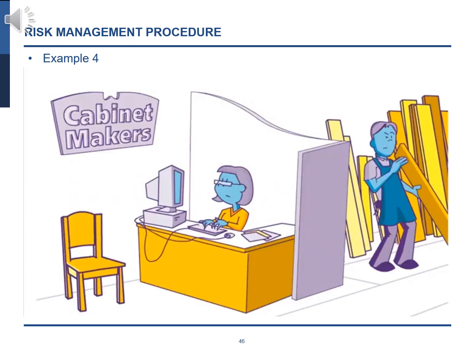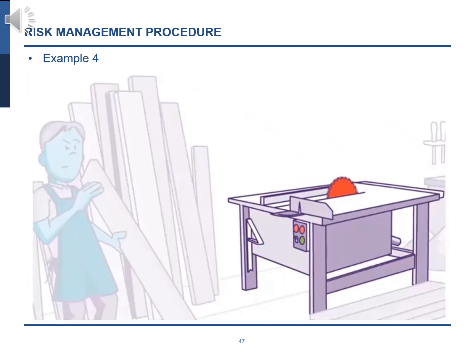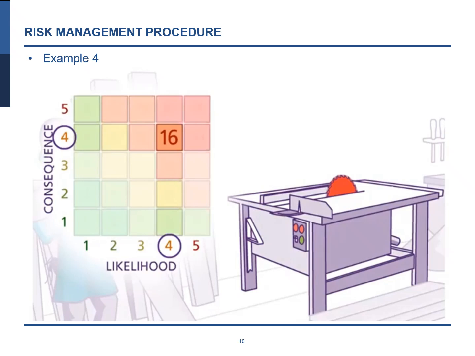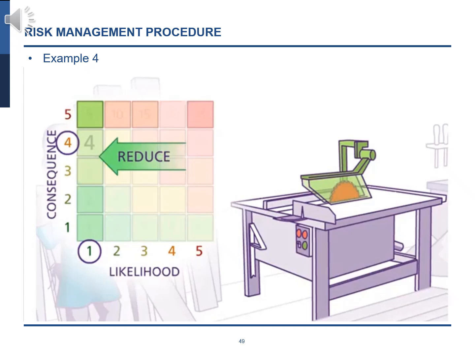Example 4, cabinet makers. In a cabinet maker's factory, one of the primary hazards is the rotating wood-cutting disc, commonly known as a table saw. Without any protective measures, the risk of severe injury such as cuts or amputations is high, due to direct exposure to the fast-spinning blade.